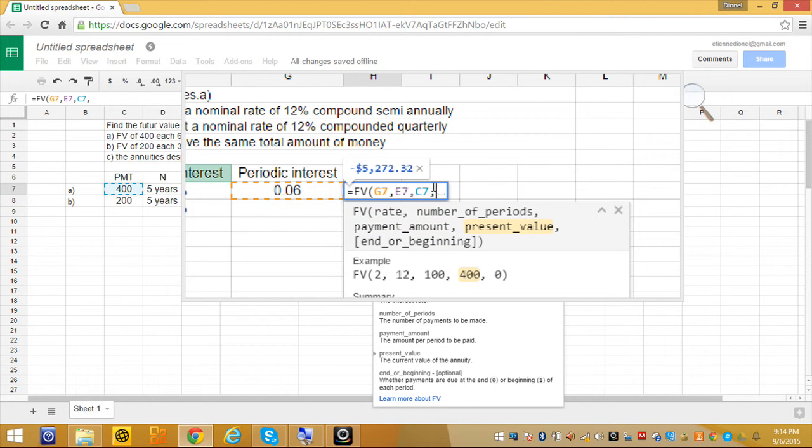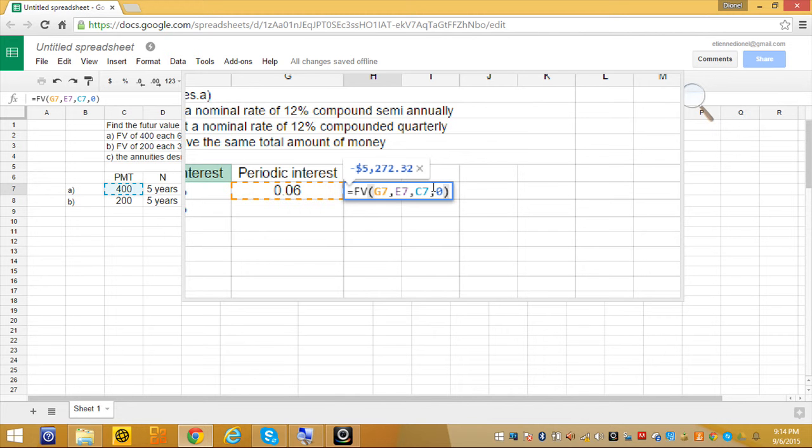They want the present value. We don't have any present value. It's zero because this is an annuity. So let's put zero in the present value. And then they talk about beginning, and it pays. Normally you don't put anything because this is an ordinary annuity. I can close the parentheses. Okay, I already got it at the top.